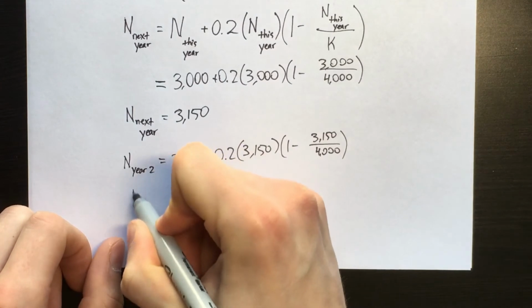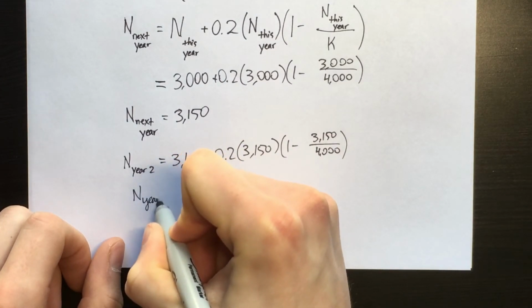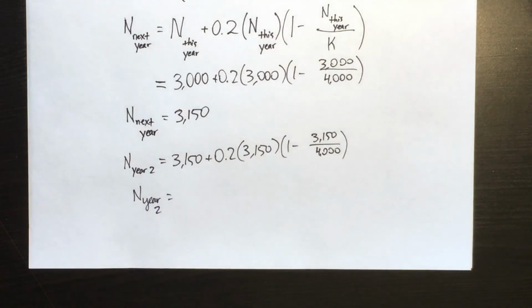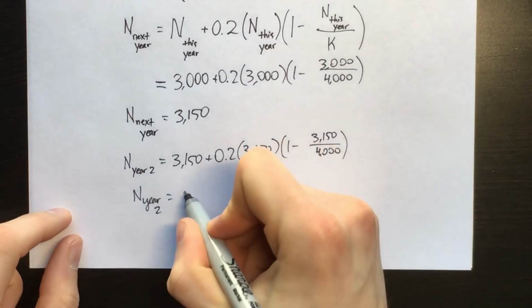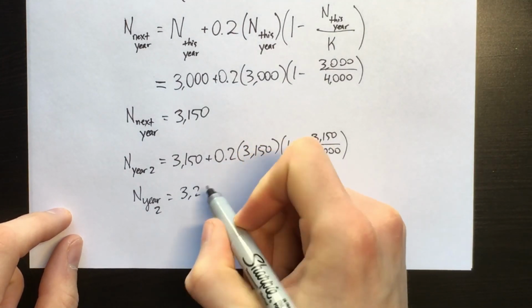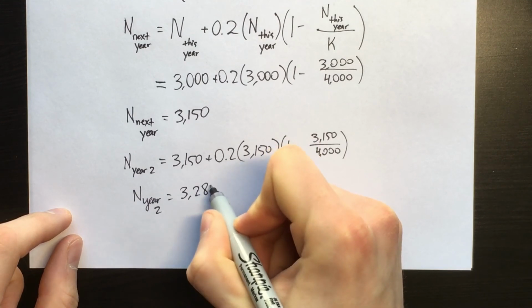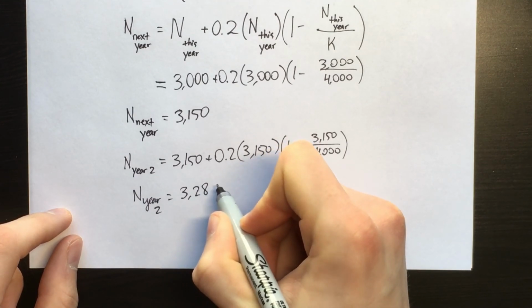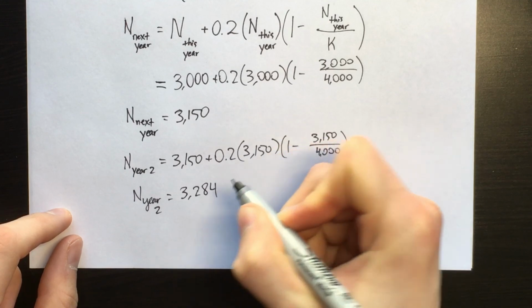And so type that into the calculator, and what do we get? 3,150 plus 0.2 times 3,150 times 1 minus 3,150 over 4,000. That comes out to 3,283.88, so we're just going to round that up. We're just going to say 3,284.